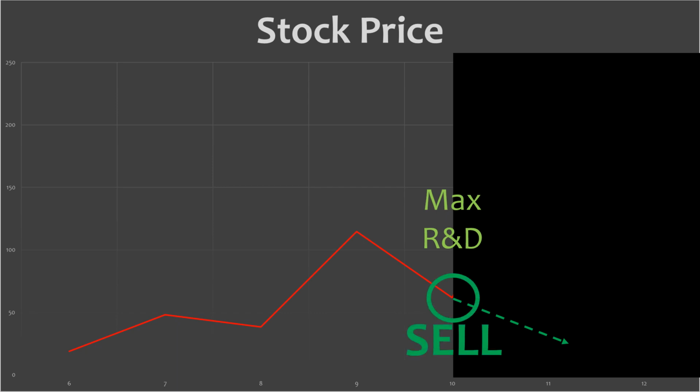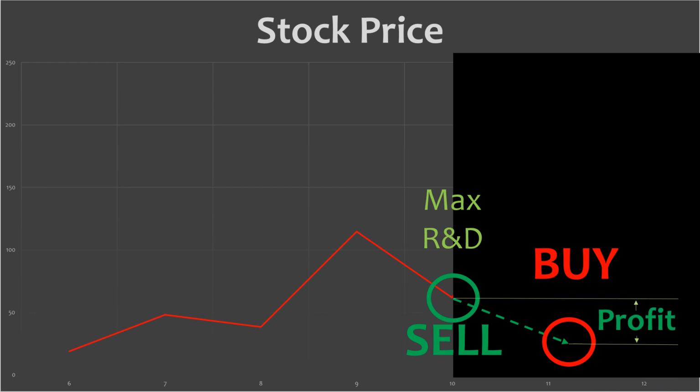You can do the same thing going down. If you want your stock price to go down, go from zero R&D to the maximum R&D during that year, and sell as many shares as you like in the current year. And then next year, you can buy back those same shares you sold for a profit. Again, the amount that you make is the difference between the two prices.